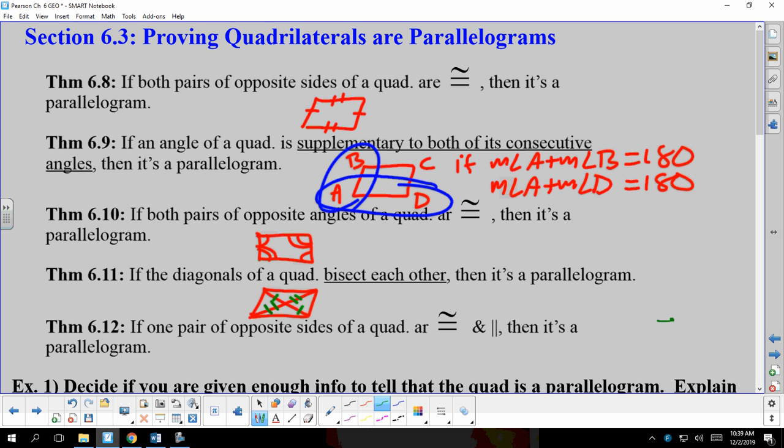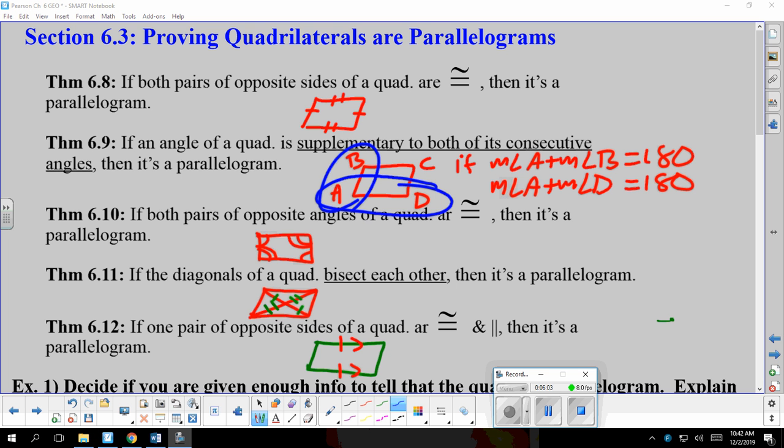And then this one's a new one that we didn't look at in the last lesson. If one pair of opposite sides of a quadrilateral are congruent and parallel, then it's a parallelogram. So if we have something like this, parallel and congruent. All right, so for the next ones, for example 1, I'd like you to look at examples A through E and say yes or no whether or not there's enough information to show it's a parallelogram. And if yes, pick either 6.8, 6.9, 6.10, 6.11, or 6.12 to match up that reason why. All right, I'll give you a few minutes for that.